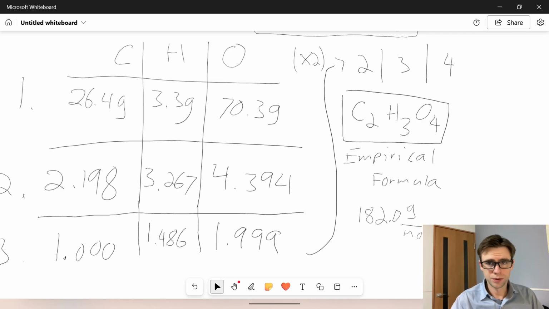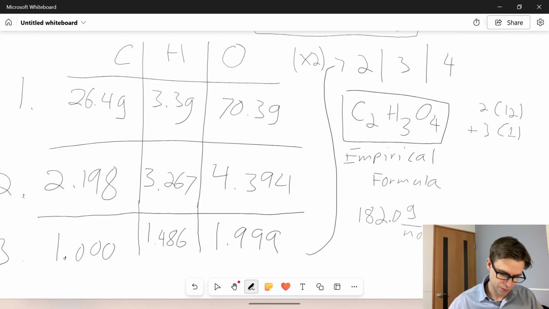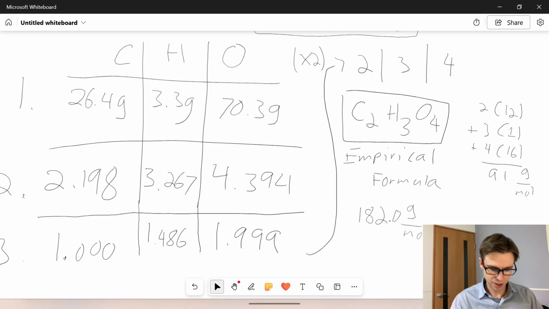Alright, so what should you do here? Well, you know what the molecular weight or molecular mass of this formula should be. So what you should do is find out what the mass of the empirical formula that you found is. What's the empirical formula mass? You can just do this roughly as well. So the empirical formula mass will be about 2 times 12 for carbon plus 3 times 1 for hydrogen plus 4 times 16 for oxygen. And that's going to come out to, I think, 91-ish grams per mole, if I'm talking about molar mass.